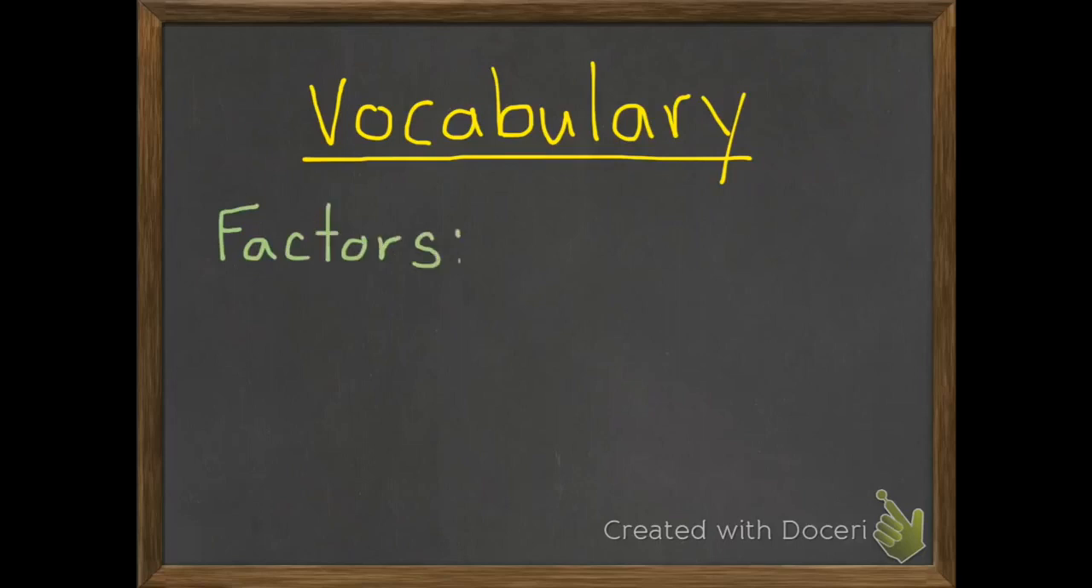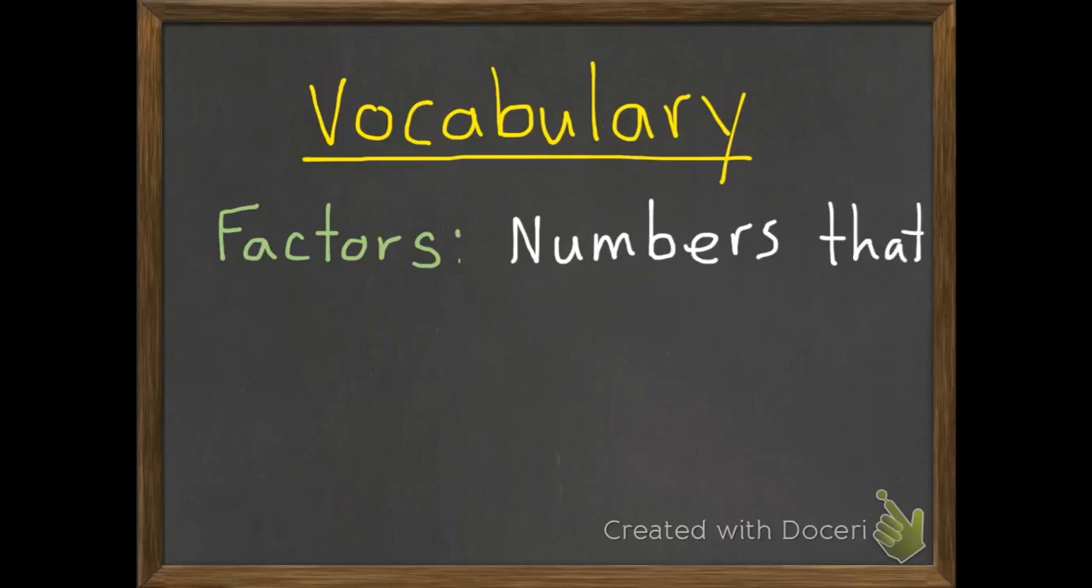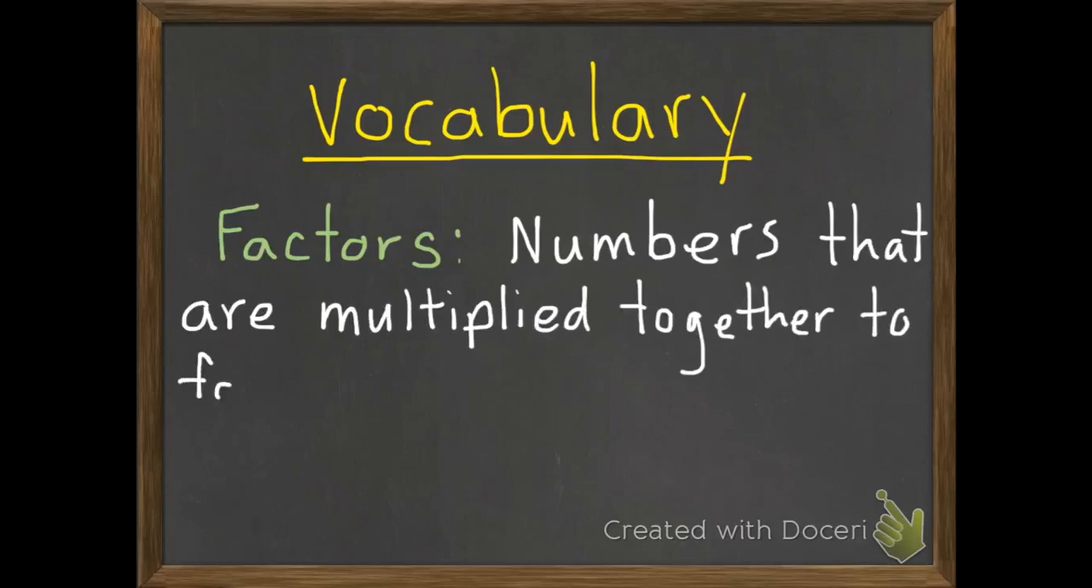First of all, we need to know what factors are. Factors are numbers that are multiplied together to form a product. And we should know what a product is. It's the answer to a multiplication problem. So that's another one of our vocabulary words we've already had.